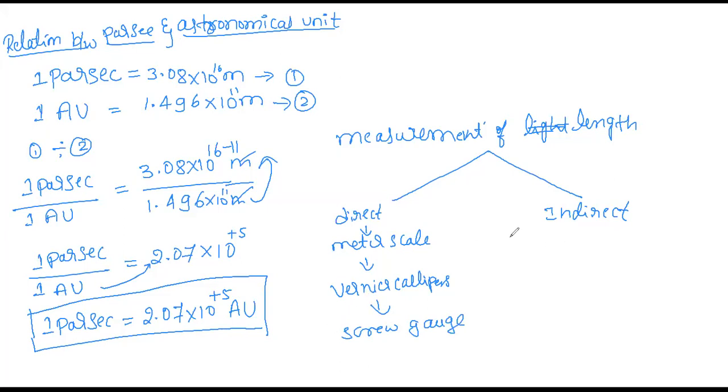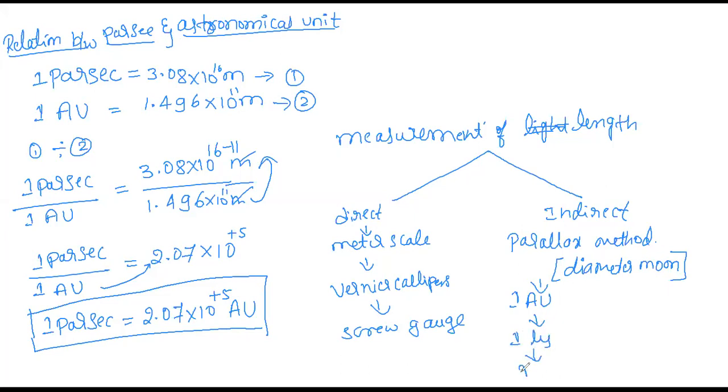But in the indirect method we use one method, that is the parallax method. Parallax method is used to measure very large distances, like the distance between the earth and the sun, and between the earth and other planets. Using that we determined the diameter of the moon. Their units are 1 astronomical unit, 1 light year and 1 parsec. These are the units which are used to measure very large distances.